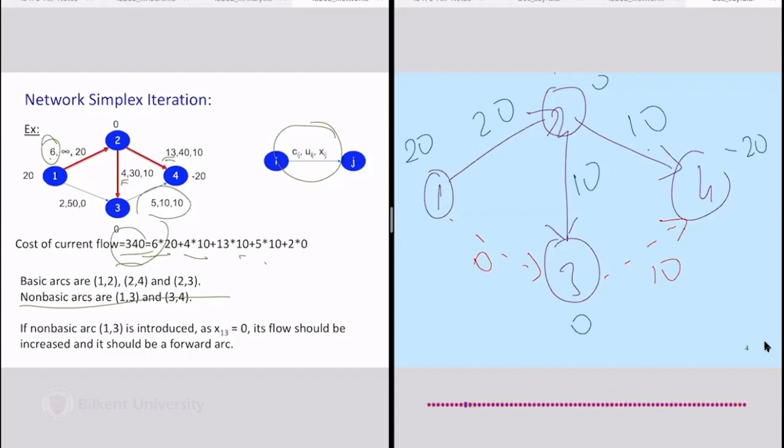Now, is it optimal? Shall I increase? Shall I decrease any flows? I have 2 arcs, arc 1, 3, and arc 3, 4, that I have to check. But I'll do it in the next hour.